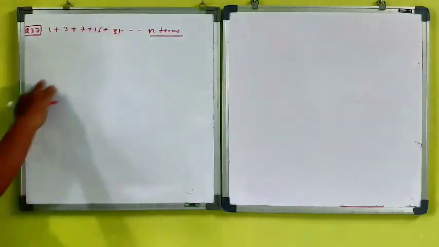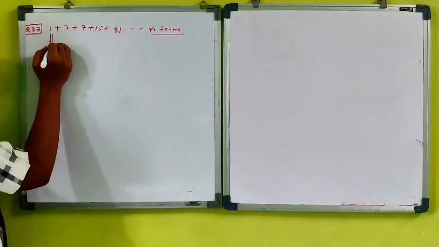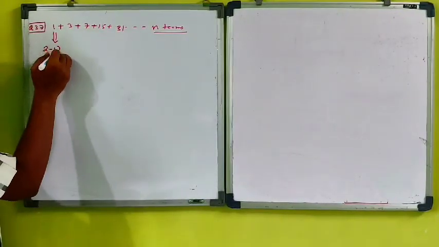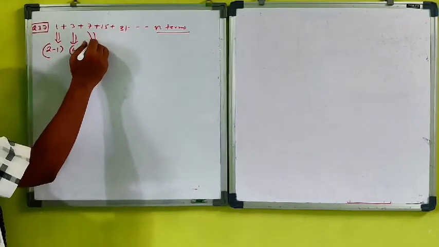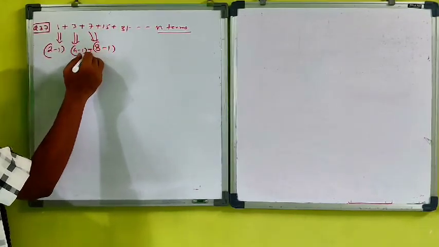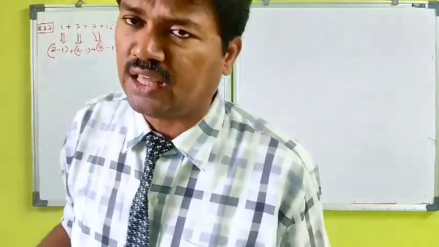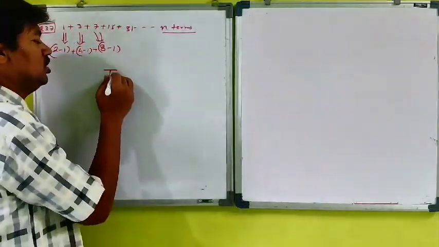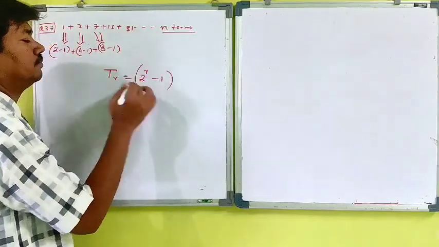So what is the summation of this? That is very important. If you observe this particular term, it is 2 minus 1. What is this? It is 4 minus 1. What is this? It is 8 minus 1. It is very difficult to click at first, but if you notice it, then it's very easy. So we can say that the general term Tr is 2 raised to r minus 1.